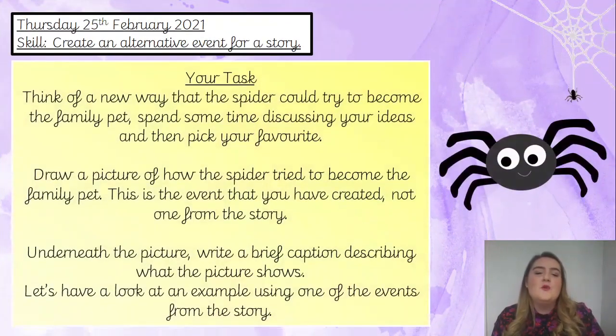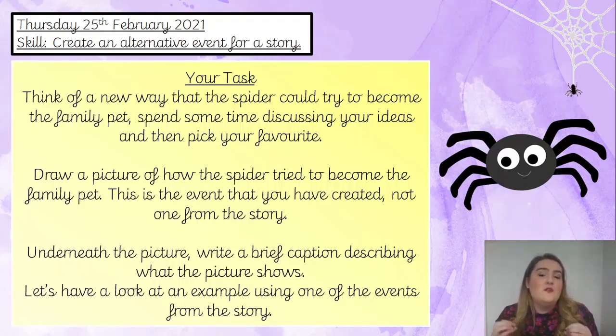So your task today then, now I don't want you to do anything just yet because we're going to go through an example and our steps to success, but your task for today, I'd like you to think of a new way that the spider could try to become the family pet, and I want you to really spend some time discussing your ideas. You might even do a little mind map of your ideas, or just talk about them verbally or think about them, and gather a few different things that the spider could do to show she'd be an amazing pet.